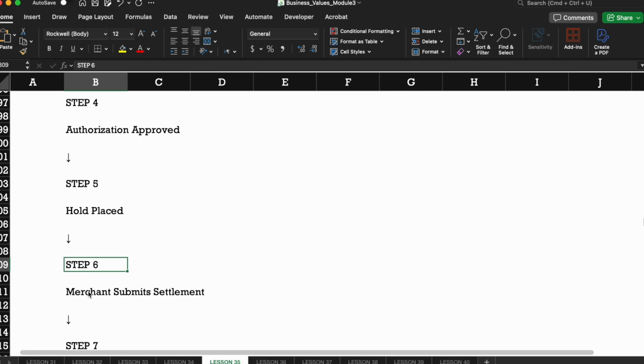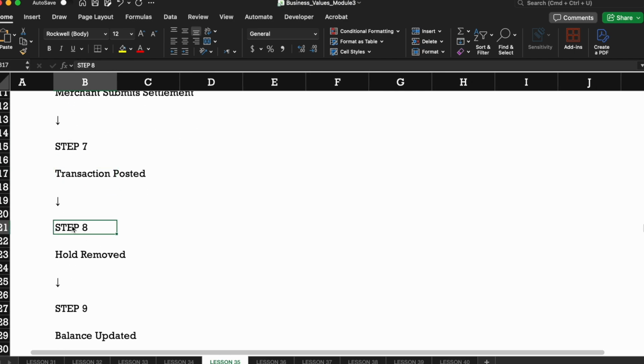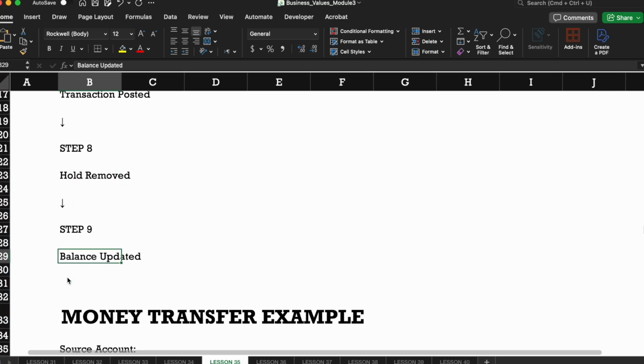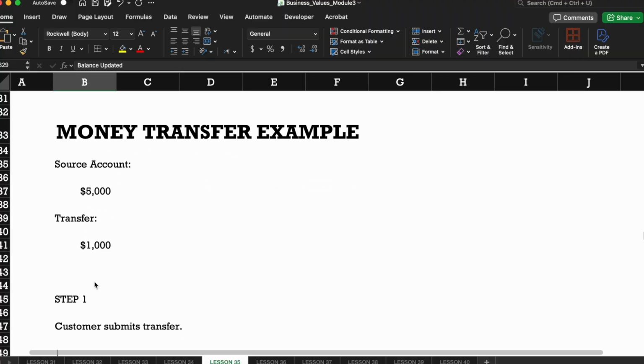Step number 6, merchant submits settlement. Step number 7, transaction posted. Step number 8, hold removed. Step number 9, balance updated. Money transfer example: source account 5,000, transfer $1,000.